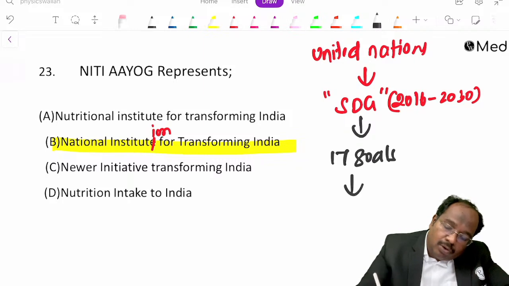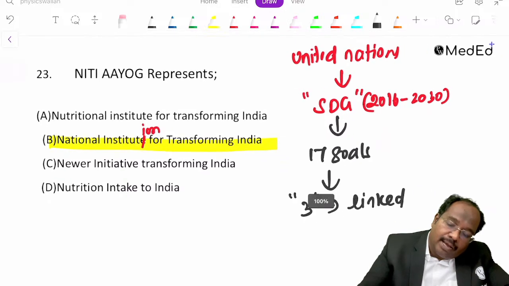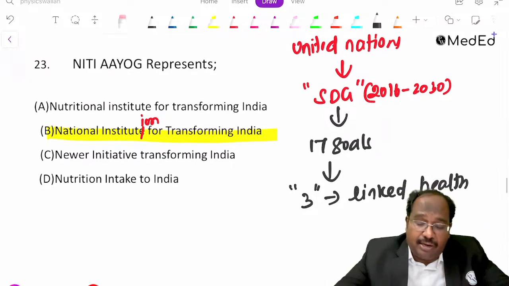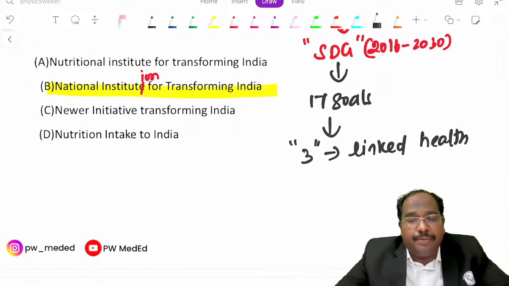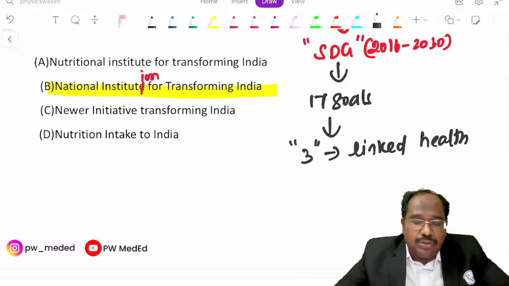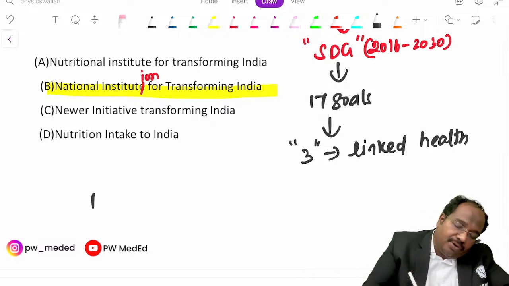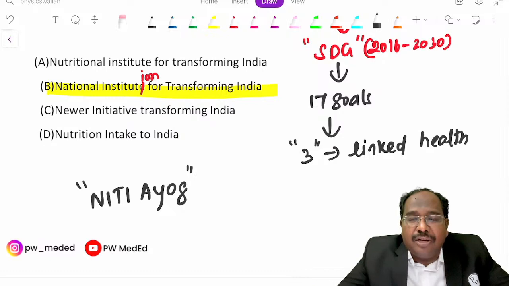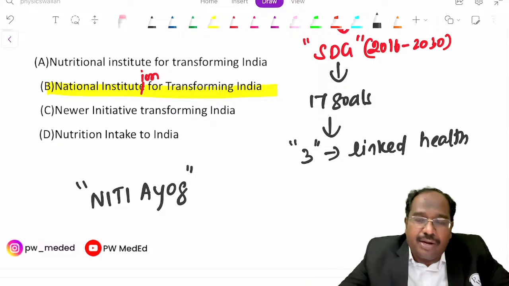Among them, goal number 3 is linked to health. So this is goal number 3. All are related questions only. India is also a signatory of these SDG goals. To achieve these SDG goals, we have this Niti Aayog. Niti Aayog was created as India's response to achieve these goals, guys. Actually, Niti Aayog replaced something that was there before.